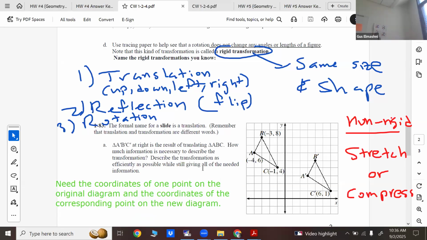So, for example, notice the C given to me, the original, negative 1, 4. Is that corresponding point provided on the new diagram? It is. Are the corresponding points given for A prime, B prime? No, but it's okay, as long as you give me the coordinates of one point on the original and the coordinates of, I really emphasize this word, corresponding. So, for example, what if you're not given these? Just being hypothetical, and not given that either. But you're given this, which is what?